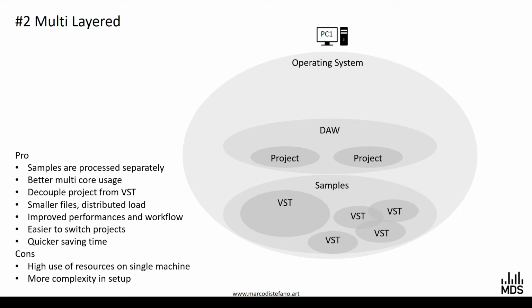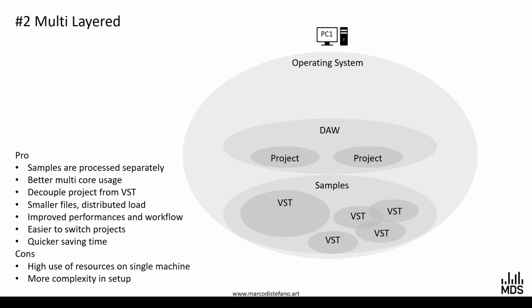Another point is that you will have smaller files. So you will have a smaller project file and a smaller samples file, so actually divided in two. And you will of course have improved performance on the CPU usage and a better workflow. Why a better workflow? Because as I said, you can start to do seriously orchestral templates.